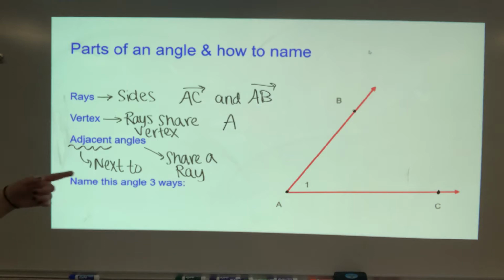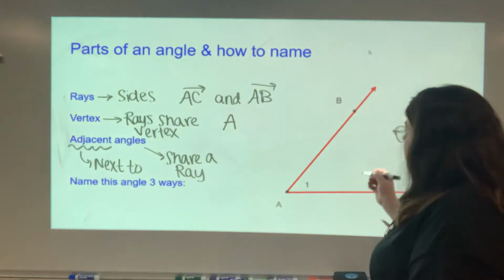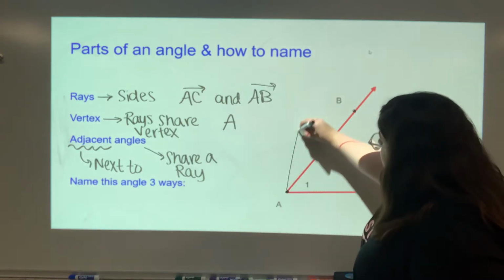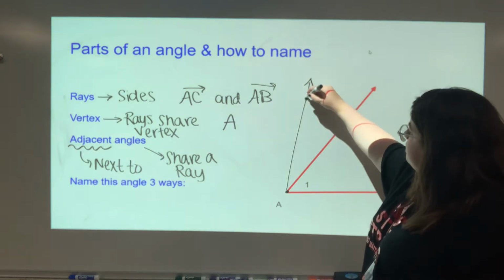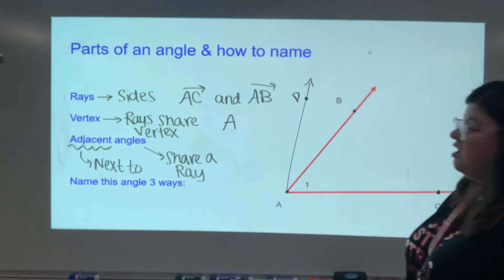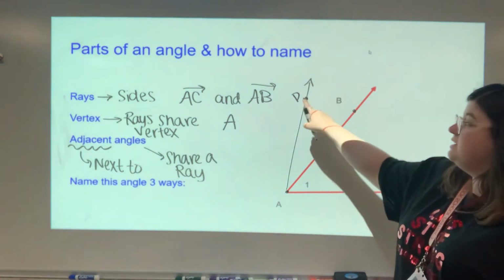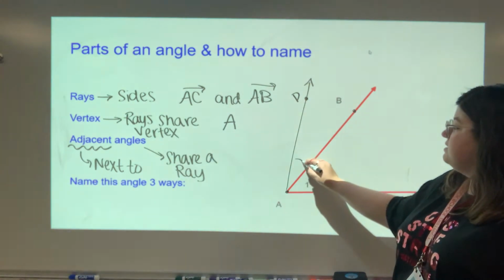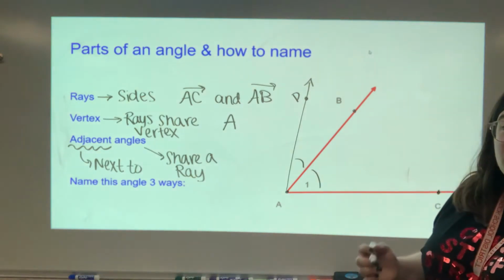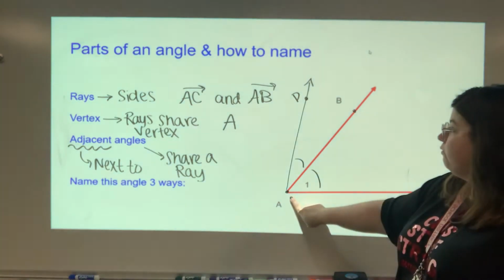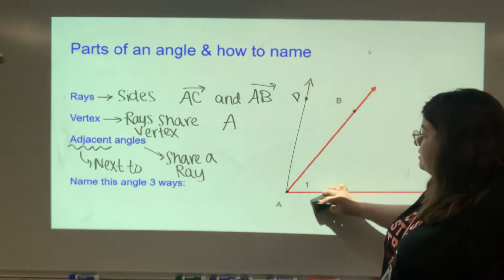If I had to draw an adjacent angle to this, I'll sketch one on the diagram. Let's go with this angle here. I made a new ray off of point A, so I have a new ray AD. This angle and this angle right here are adjacent. They share a common ray, ray AB. For the next part, I'm going to erase this adjacent angle.